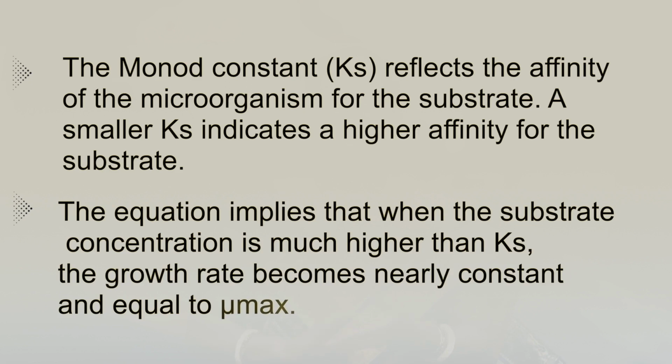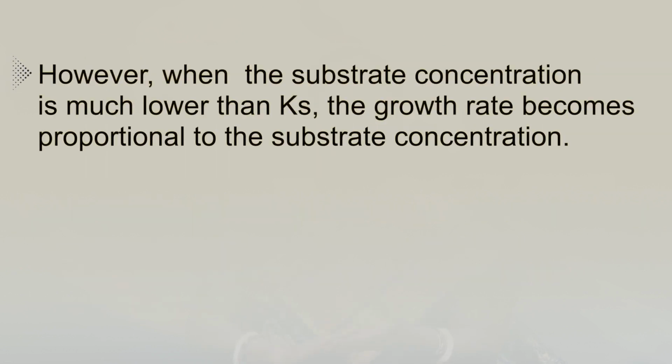The equation implies that when the substrate concentration is much higher than the Ks, the growth rate becomes nearly constant and equal to mu max. However, when the substrate concentration is much lower than Ks, the growth rate becomes proportional to the substrate concentration.